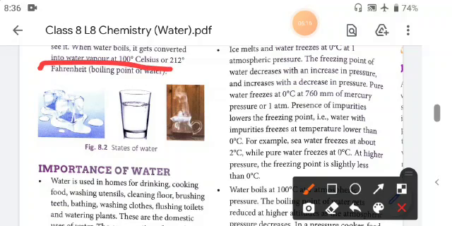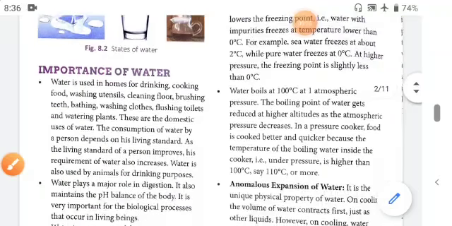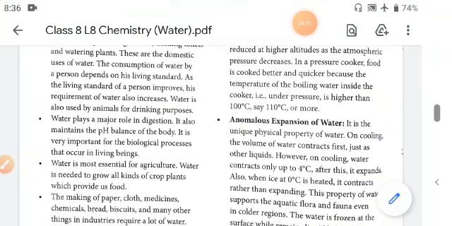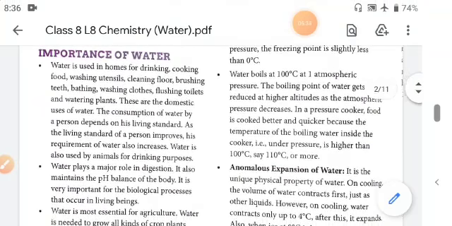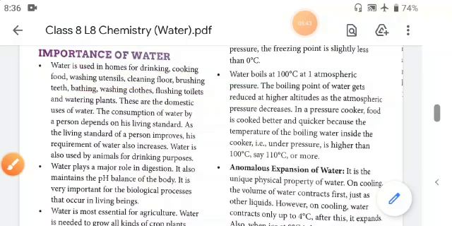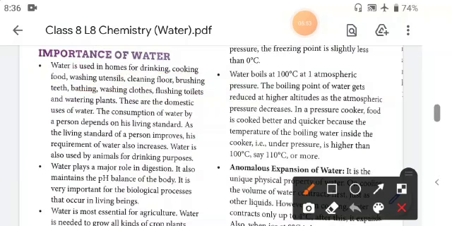Okay, now what is the importance of water? Our next topic is importance of water. You know that there are various importances of water. First one is, yes, water is used for drinking, cooking, washing utensils, washing clothes, cleaning floors, and many other uses. Okay, now the consumption of water by a person depends on his living standards.